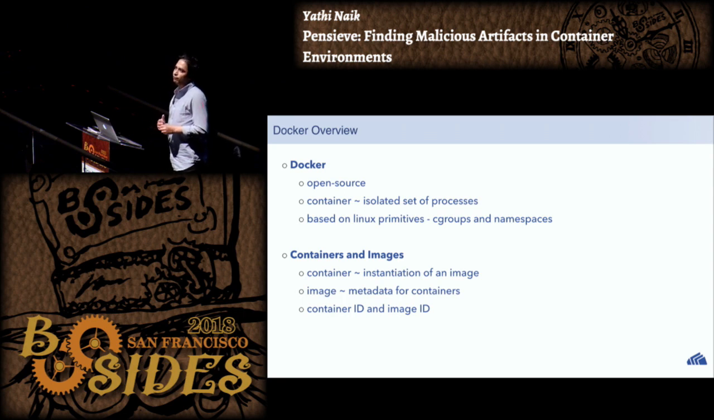Docker is an open source platform to easily manage your containers. And what are containers? Containers are basically a bunch of sandboxed processes. They are given an illusion of isolation using Linux abstractions called cgroups and namespaces. In Docker's terminology, though, a container is just an instantiation of an image. An image is basically a file that encapsulates all the metadata you need to create a bunch of processes. Docker identifies containers using a unique identifier called the container ID, and images are identified by image ID. Having these IDs makes it easier to correlate artifacts found in containers.